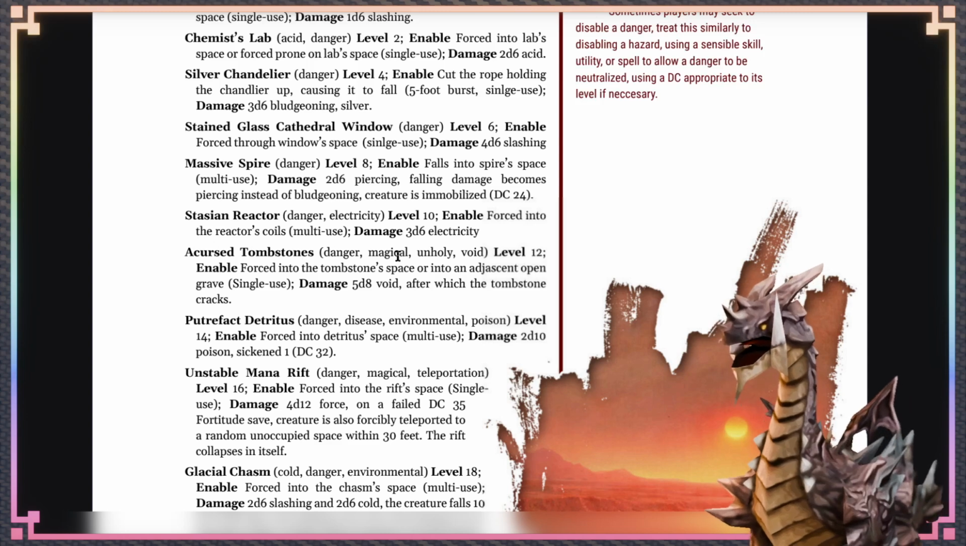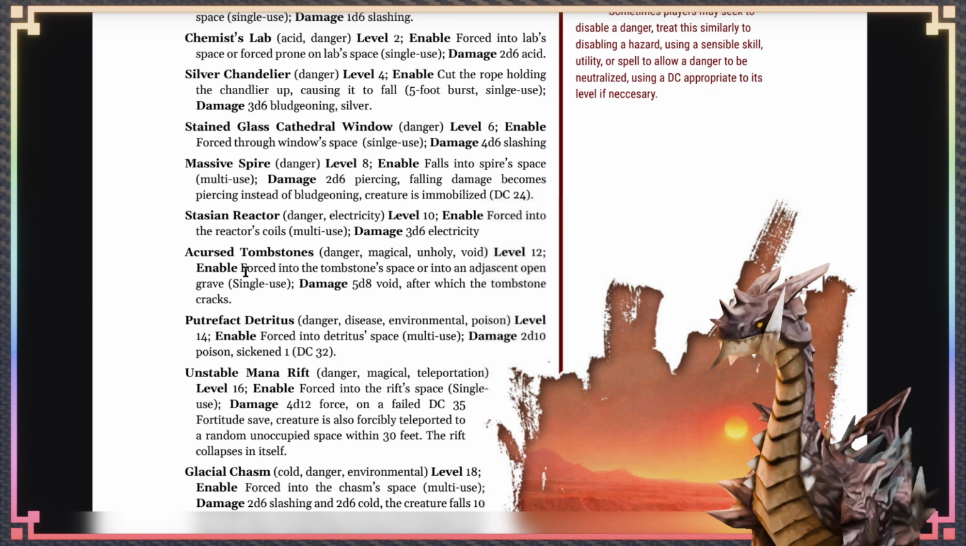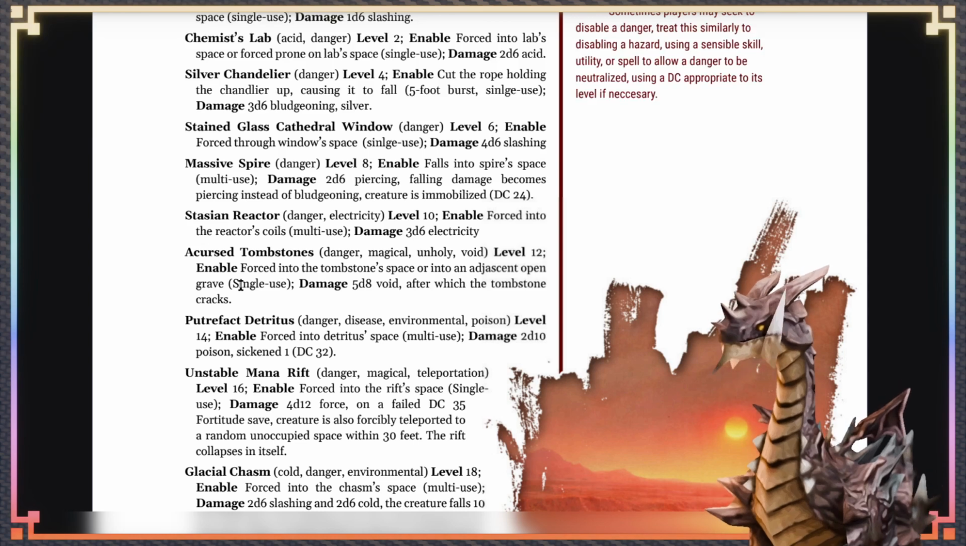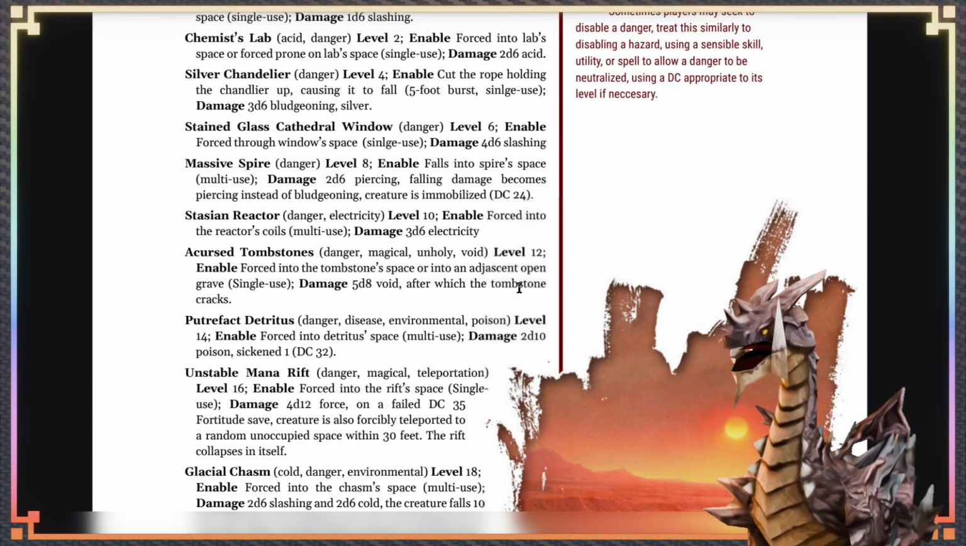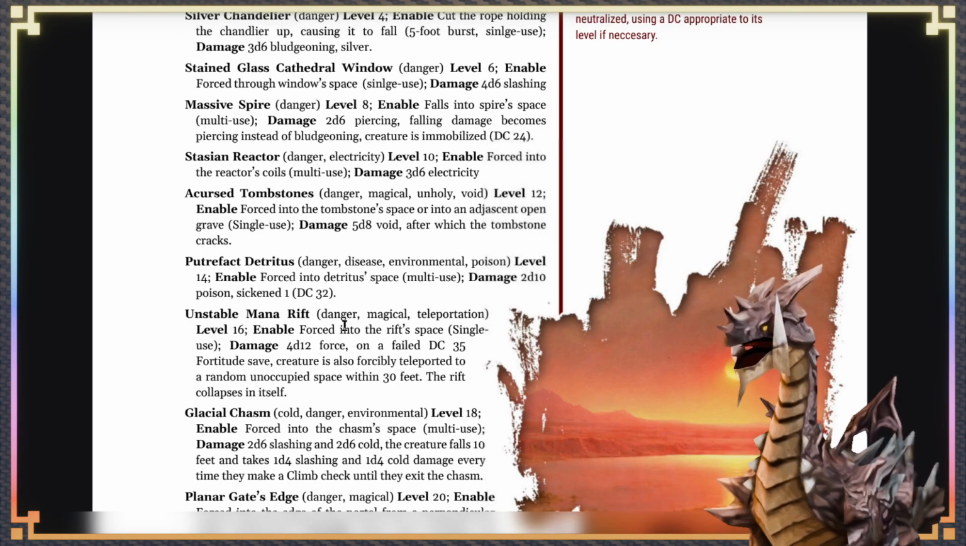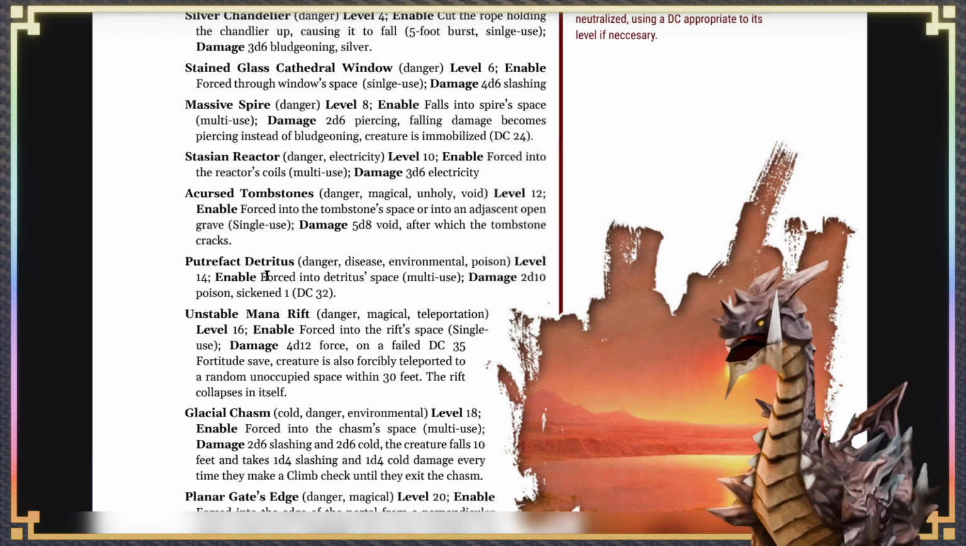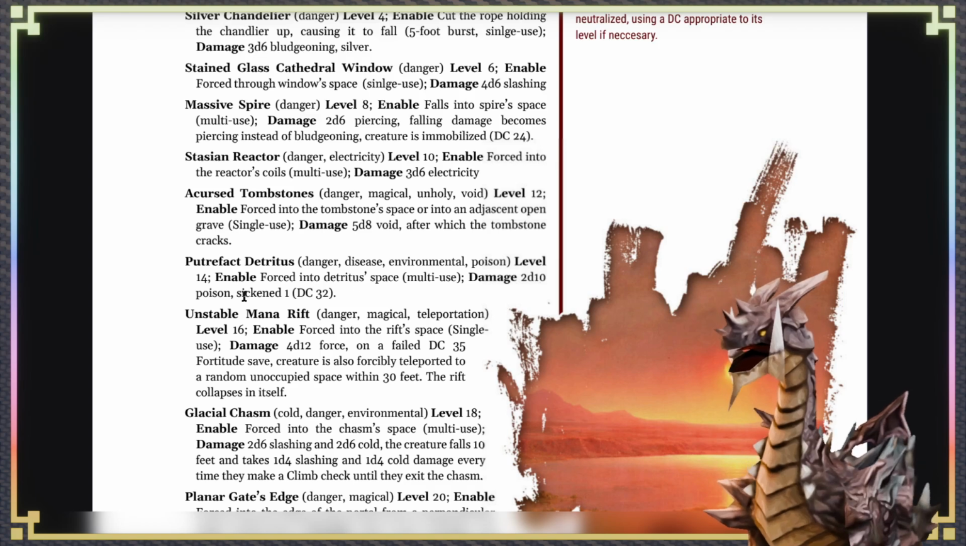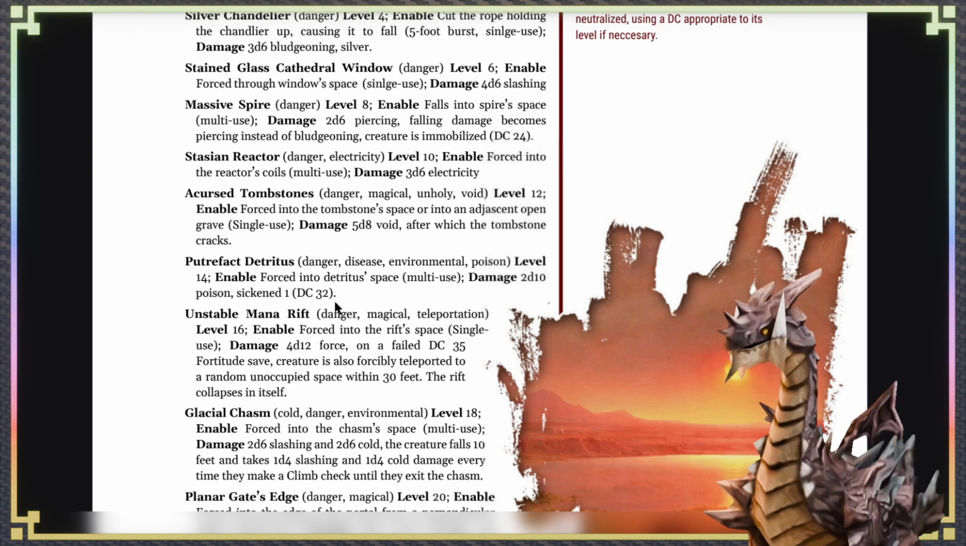Accursed Tombstones, Danger, Magical, Unholy, and Void. It's level 12. Enabled by being forced into the tombstone space or into an adjacent open grave, single use. 5d8 void damage, after which the tombstone cracks. Putrefact Detritus is level 14, and it's enabled by forcing a creature into the detritus' space. It's multi-use, deals 2d10 poison damage, and makes you sickened 1 with a DC of 32.